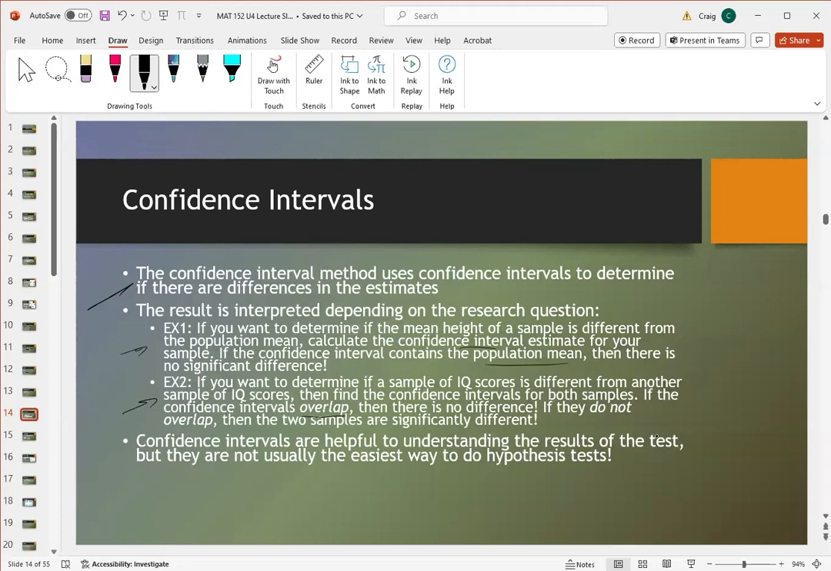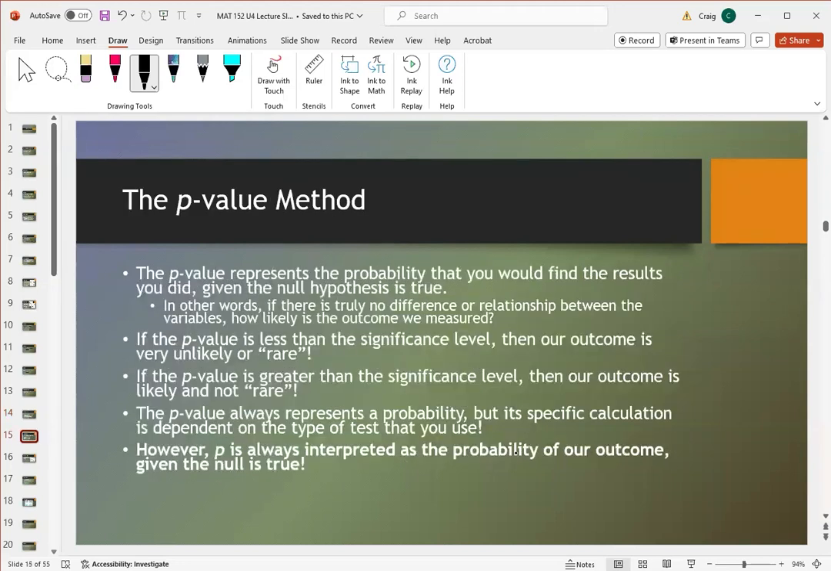Confidence intervals make it easy to understand how the test works because you can see where the two samples are separated from one another. They can be a little bit tougher to use in general. They're not the easiest way to do hypothesis tests, so we're not really going to do anything this way. You've learned how to do them to understand kind of how they work. The confidence intervals can get you the same answers, but there are easier ways. One of those is the p-value method. To me, this might be the easiest way.